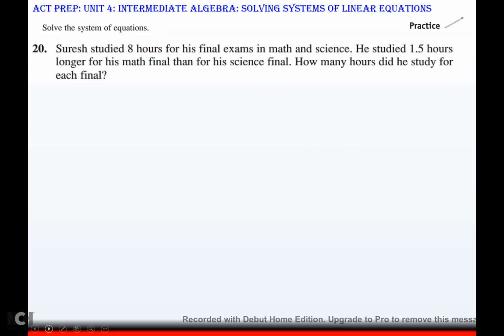All right, Suresh studied 8 hours for his final exams in math and science. So let's let x equal math and y equal science. He studied 1.5 hours longer for his math final than for his science final. How many hours did he study for each final? Well, the number of hours he spent on math plus the number of hours he spent on science has to equal the 8 hours he spent studying. The other thing tells me that he worked more in math. So his math is 1.5 hours longer than his science, which we called y.